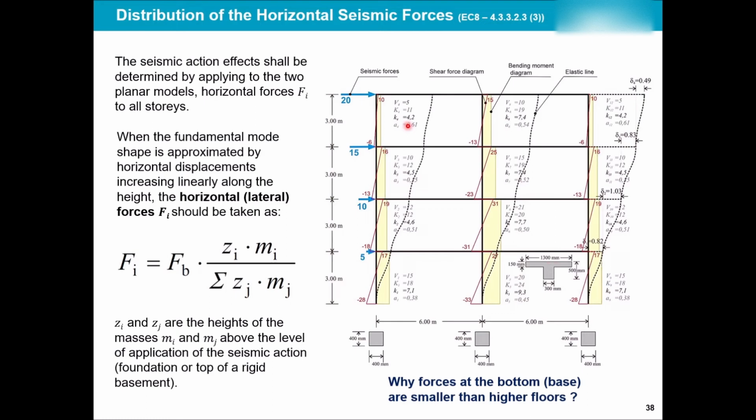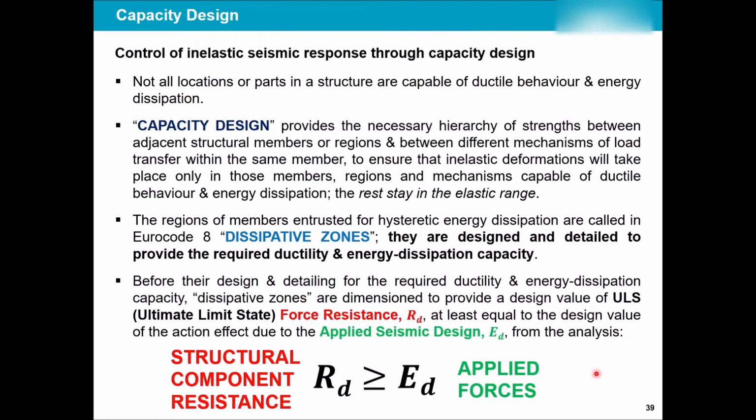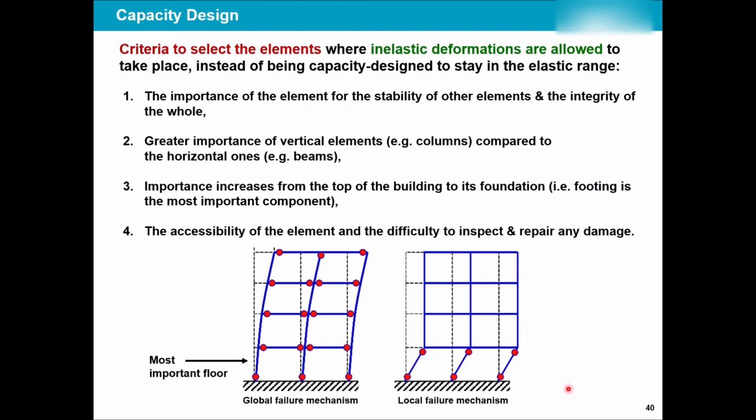So think about this question and I'm sure you'll get to the answer, which is the concept that we always followed in the ultimate limit state design that Eurocode follows. So if the resistance is always higher than the applied forces, then your structure would be safe. There are some criteria for where these inelastic deformations are allowed, so where that weakest link should be, and they're very important, so let's read through them.